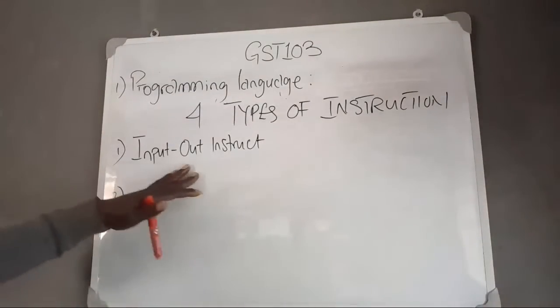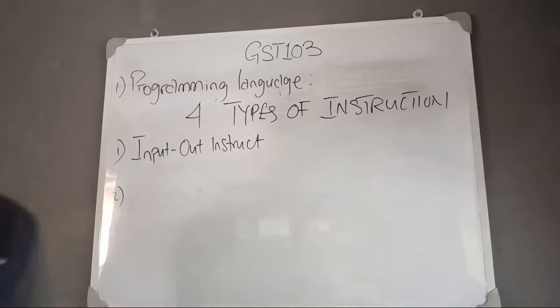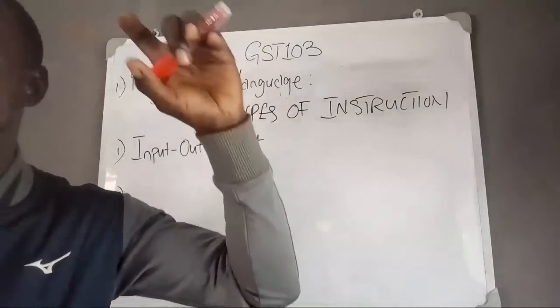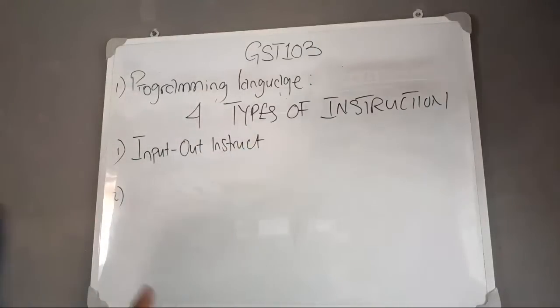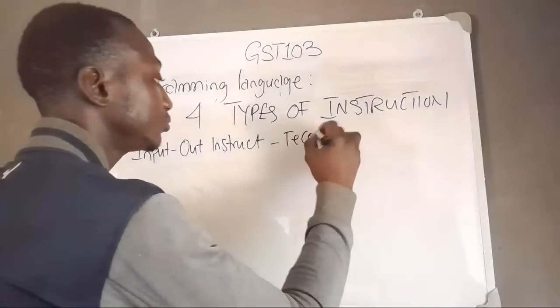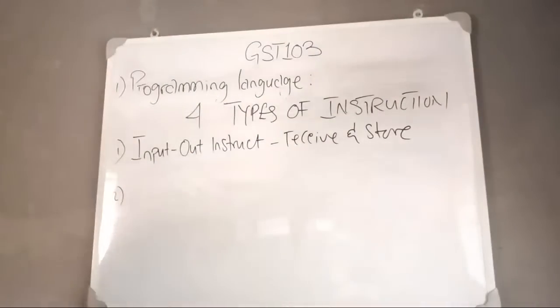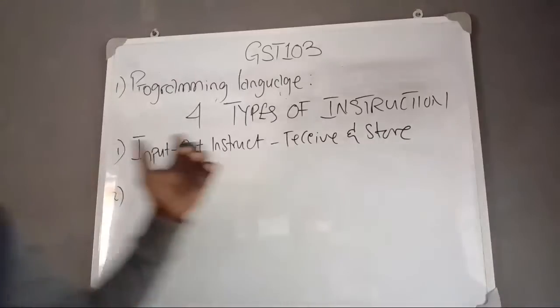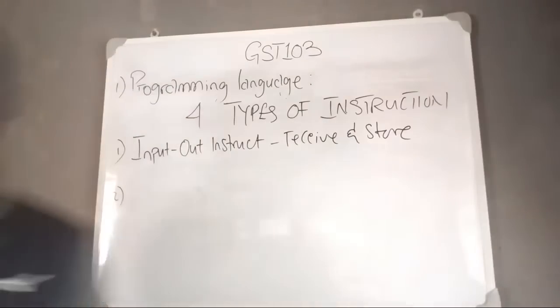So now we have the input and output instruction, and this has to do with directing the computer to accept data from a specific input and store it, just like the name implies. It receives from specific locations and stores. This instruction includes directing the computer to accept information, then store it.